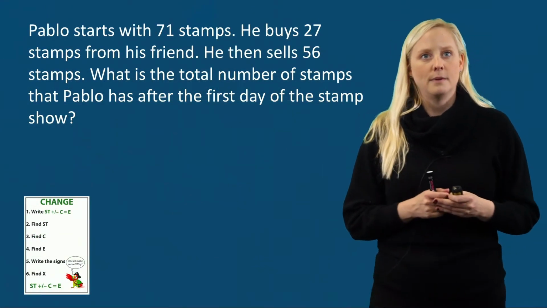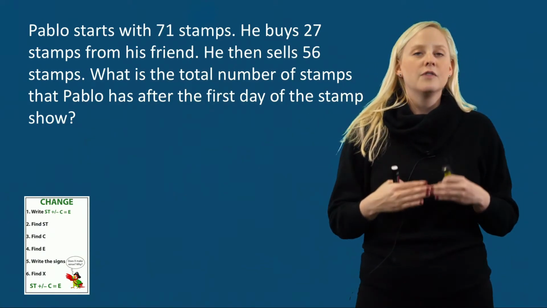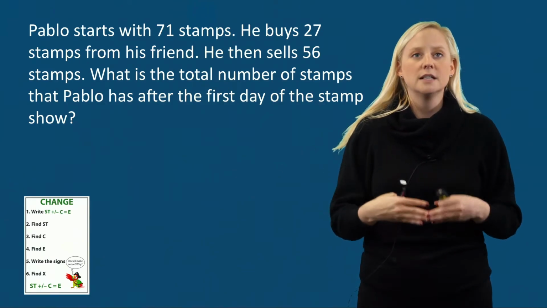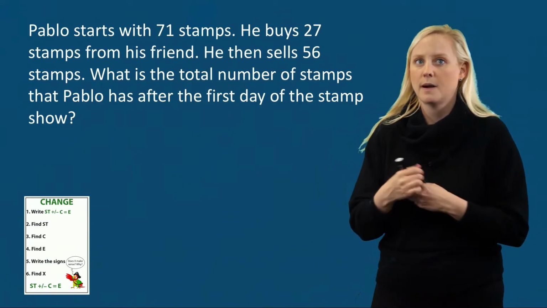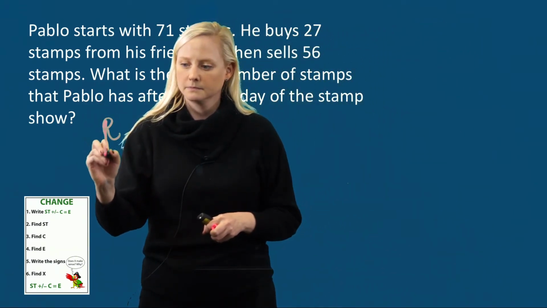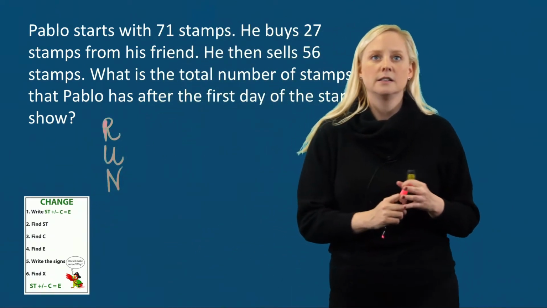Here we have a word problem. Whenever we see a word problem, we have to run through it. We first look to see if there's a table or a graph. We do not see a table or a graph. If we did see a table or a graph, we would number it. We do not, so we know we can run through the problem. So let's write our run steps right here. The first step in run is to read the problem.